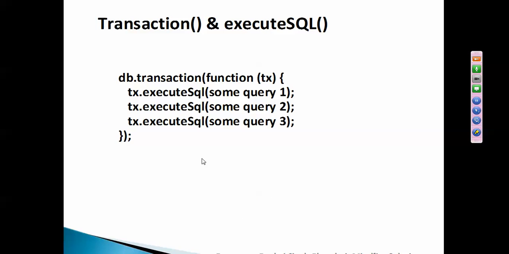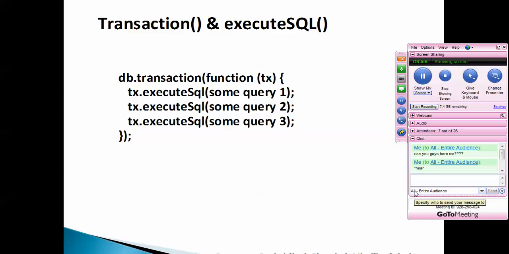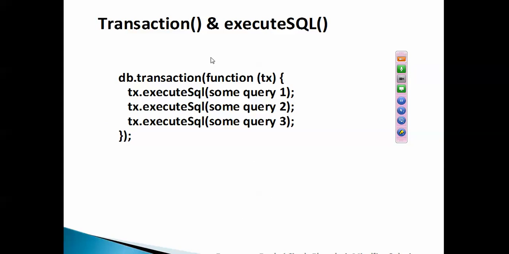Now you have transaction and execute SQL. Everything that you do inside this SQLite has to be done inside this transaction object, and inside the transaction you use execute SQL. So I have my DB object here, which I just created, and inside this DB I'm using my transaction. As a callback, I'm passing this transaction object in here, and using it I'm executing some sort of query. This is the function, execute SQL, and there are some queries.